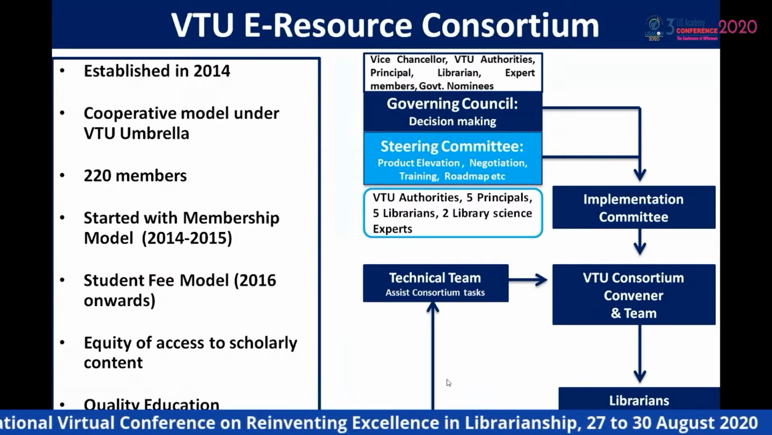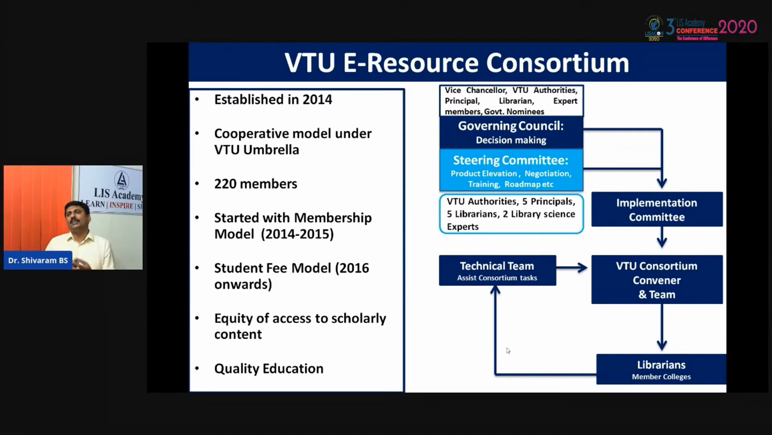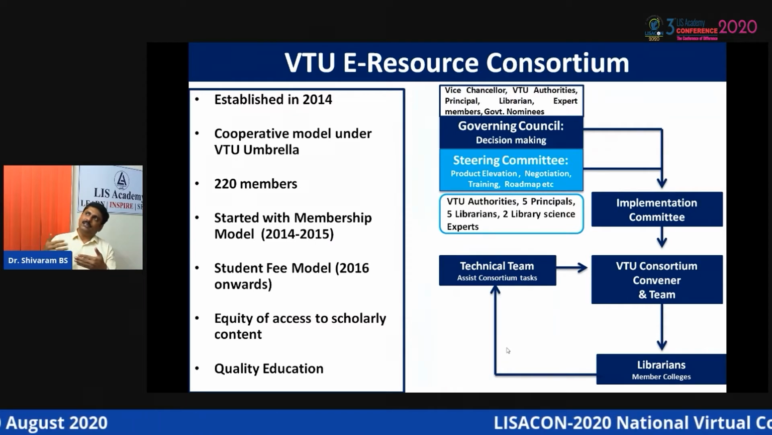In 2016, it moved from the membership model to a student fee model. Each and every student who is admitted to VTU or its affiliated colleges needs to pay a certain fee prescribed for the e-resource consortium, and that money goes to the VTU e-resource consortium budget head and is spent on subscribing to e-resources. The mantra of the VTU consortium was equity of access to all scholarly content for all students of the VTU community, and basically it should empower quality education in the VTU ecosystem. The consortium has adopted a transparent negotiation and renewal procedure.